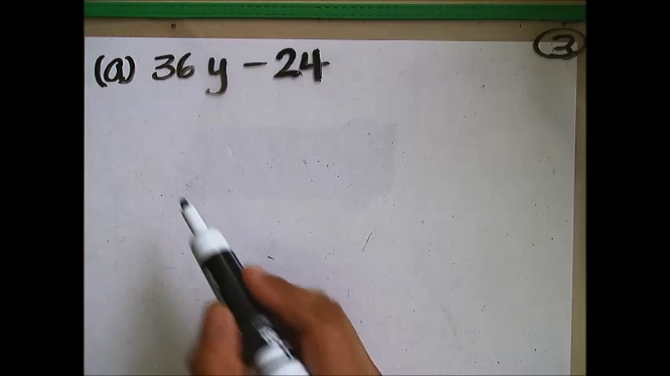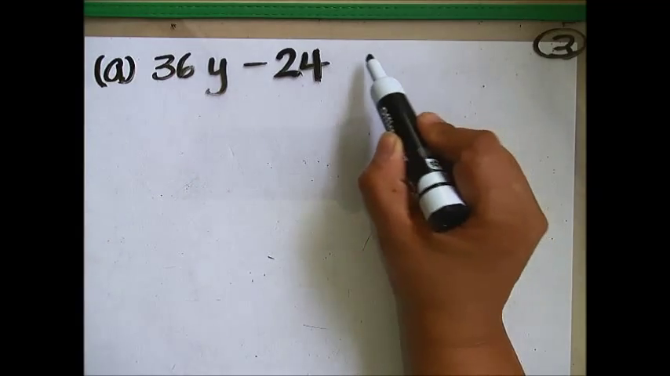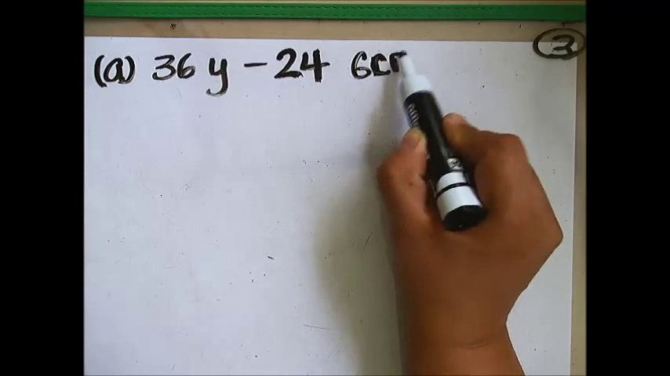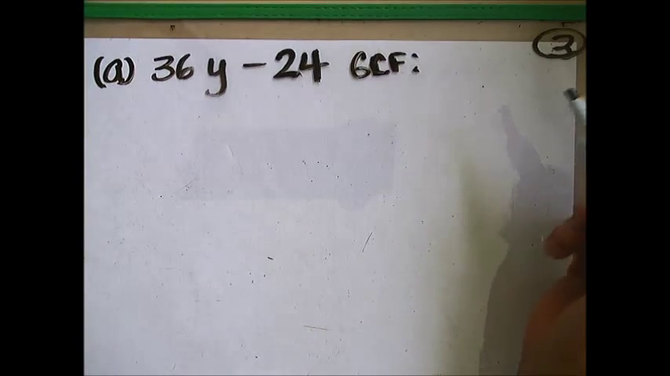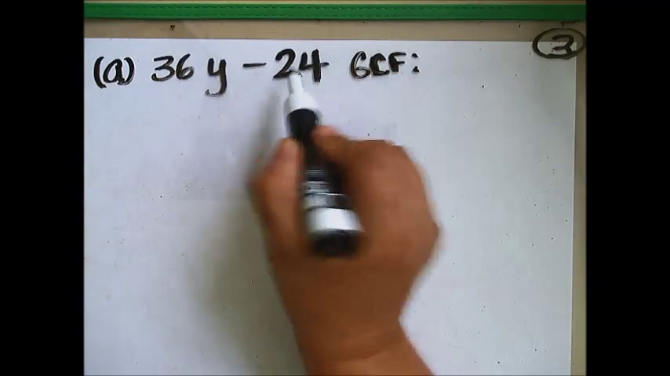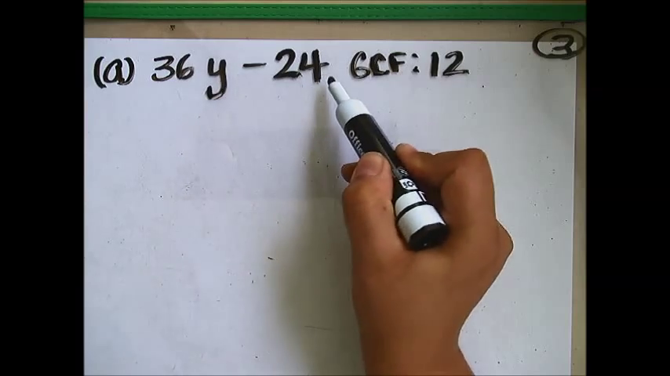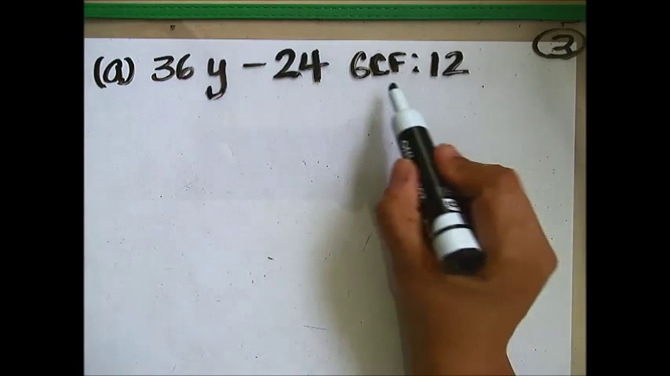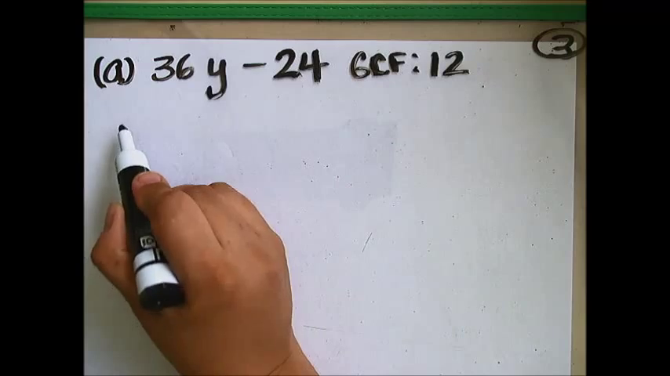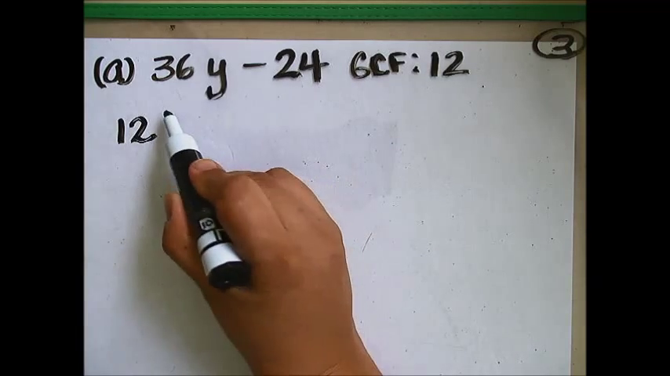Here's another example. So again, look at your numbers first. So my greatest common factor will be, for the numbers, a 12. Now variable-wise, I have y to the first and then no y at all. So my greatest common factor is just 12. So I'm going to go ahead and write these as a product.